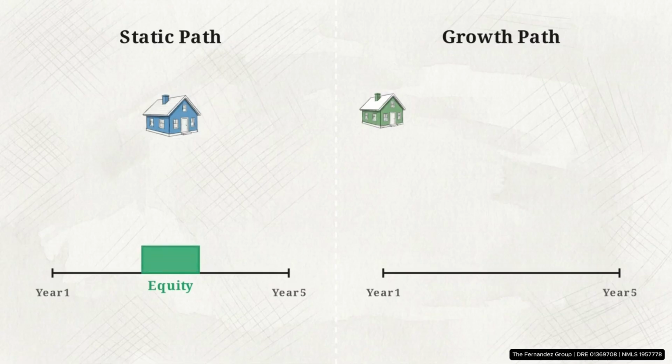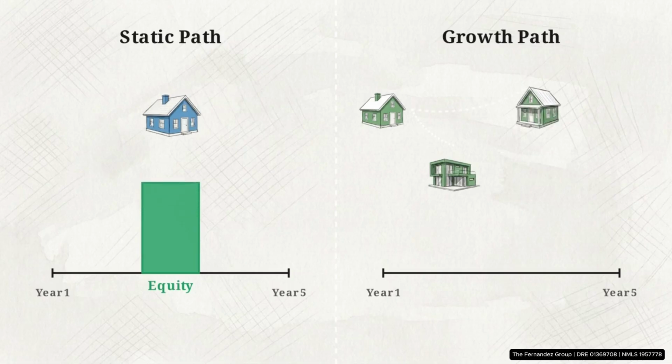On the left, an investor allows equity to accumulate in one property as the loan is paid down. On the right, the investor redeploys that same equity to secure additional cash-flowing assets.